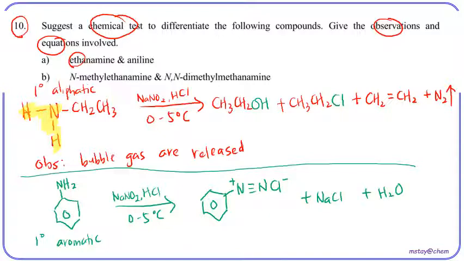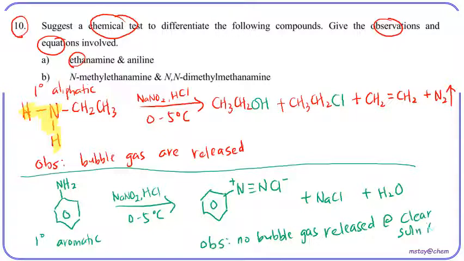So from here we know that no nitrogen gas is involved. You can write down the observation as no bubble gas released, because we are comparing primary aliphatic with primary aromatic amine. Or you can also mention that a clear solution is formed.